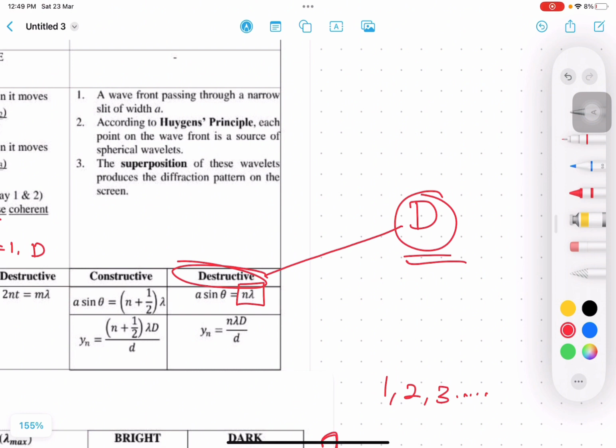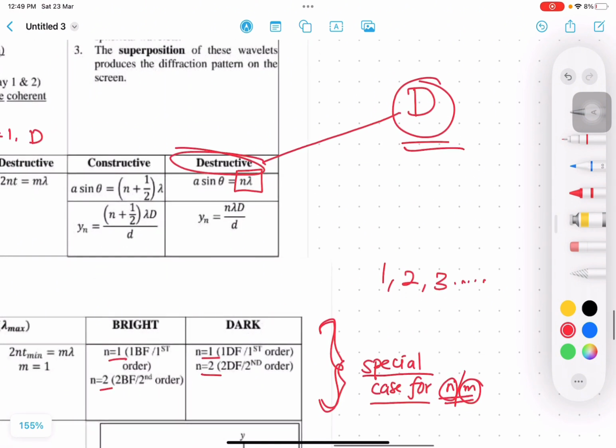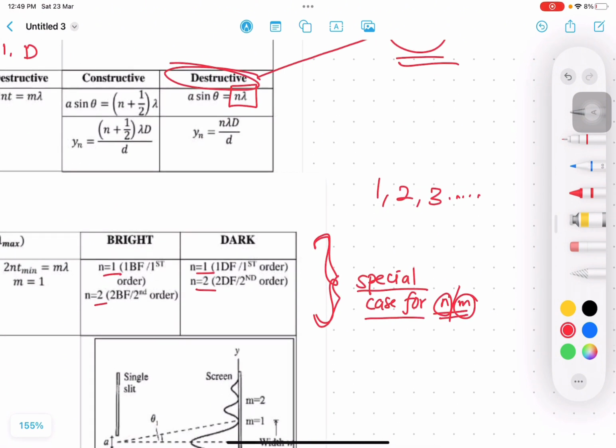So basically, for one slit, you just remember the dark is the normal formula, whereas for constructive will be plus 1 over 2 in the N or M. So in terms of N or M, the number that we will use is actually special. We start from 1 for bright fringe and also 1 from the dark fringe, but always start from the dark.